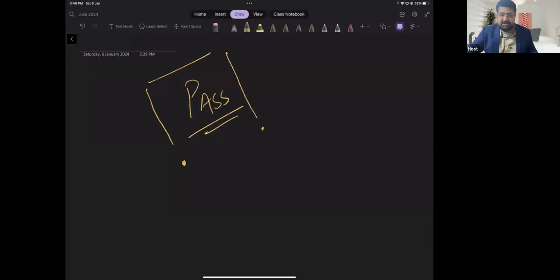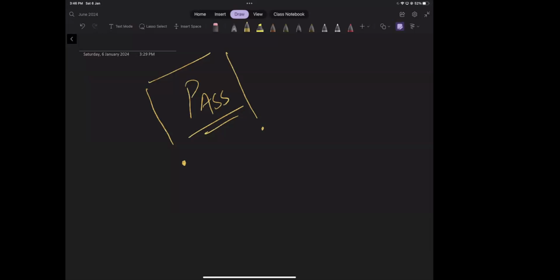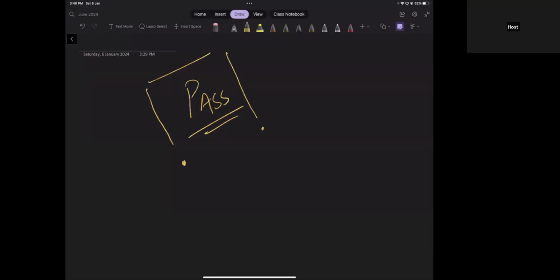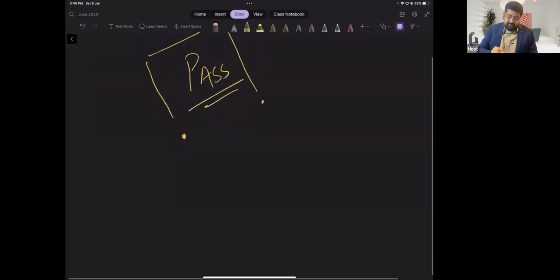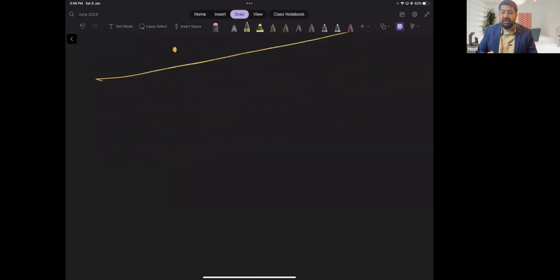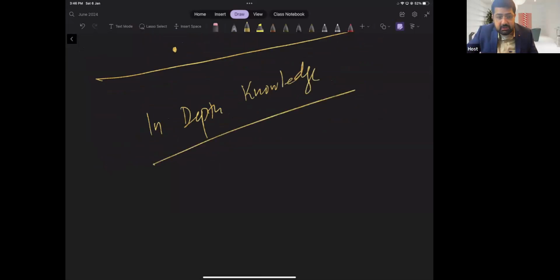Now the point is, students, on this financial management paper, the steps it requires to pass are in-depth knowledge of everything you study. It requires that you study every bit of the subject in detail.